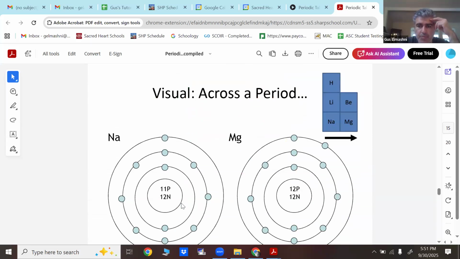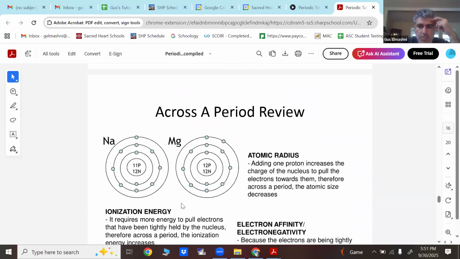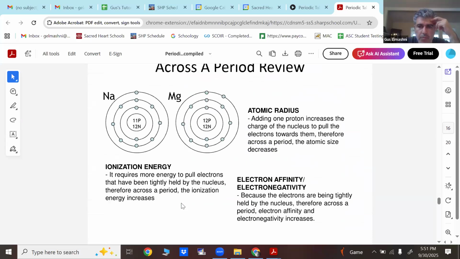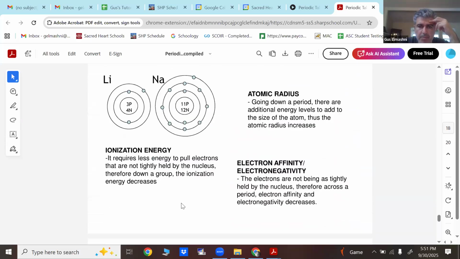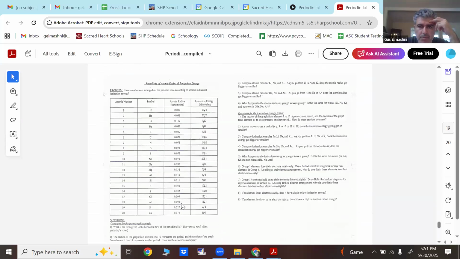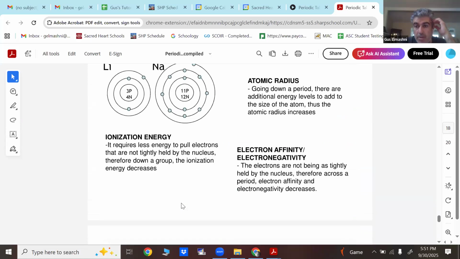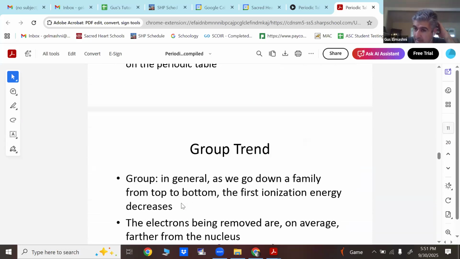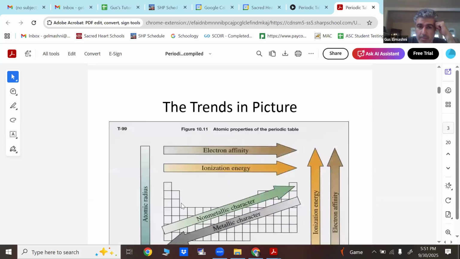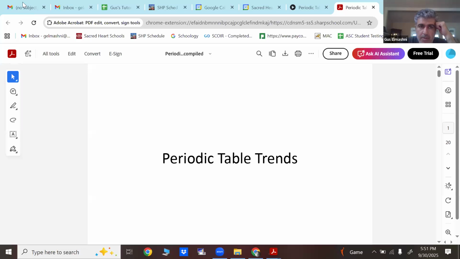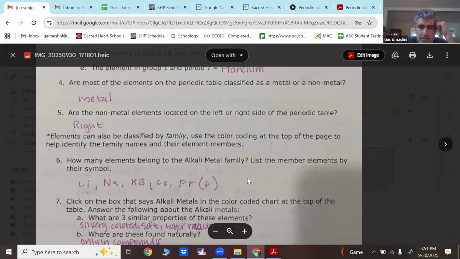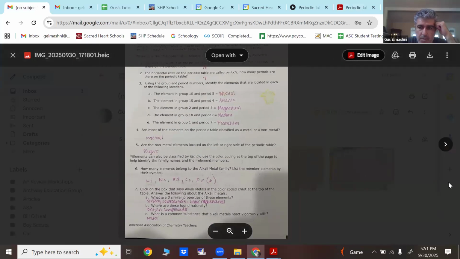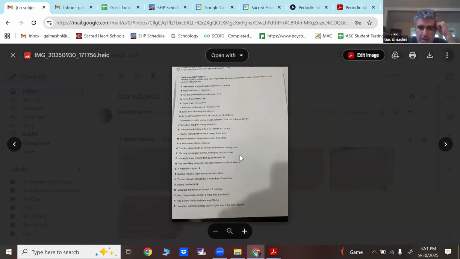And that's what the visual shows. It kind of explains a bit more about going down a group. There are some numbers you could look at. So I think this will be a very good thing for you to consider. So looking at these notes here, we should be able to answer some of these questions now.